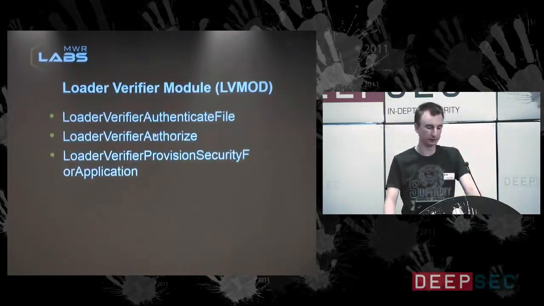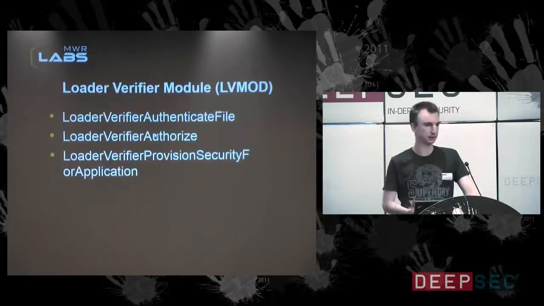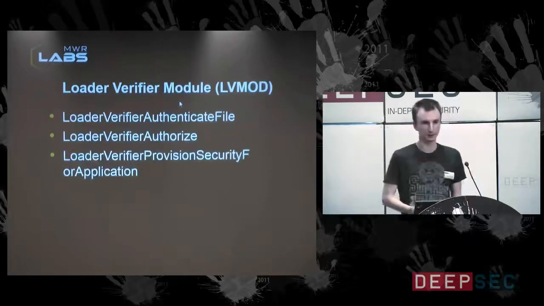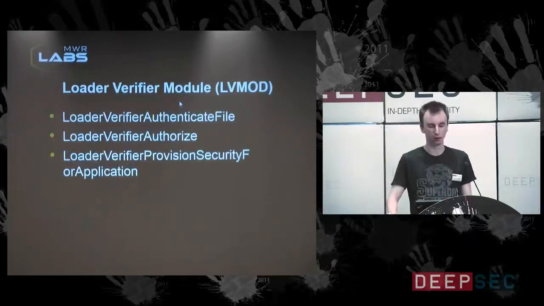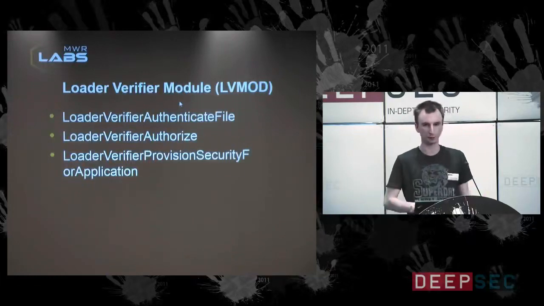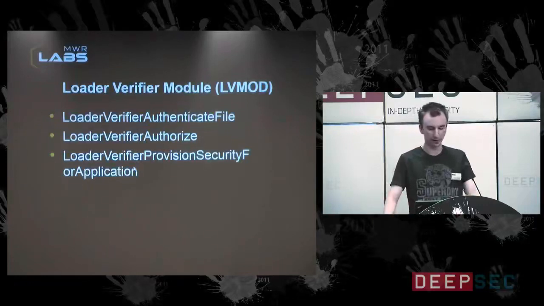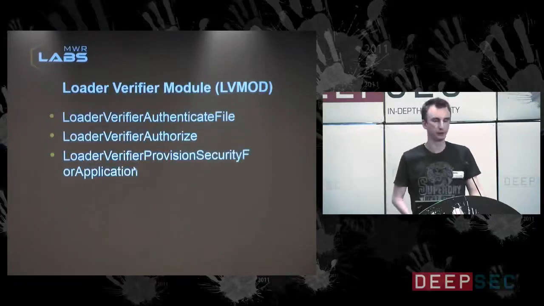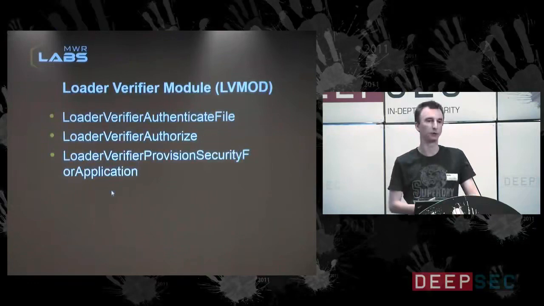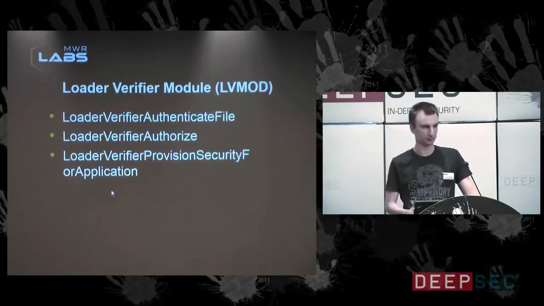There's three functions which are used. Loader verifier authenticate file basically just checks that code is signed with a valid code signing certificate. If code's signed with a valid code signing certificate, then an authorization check is performed to ensure that the code is authorized to load from the caller chamber to the requested target chamber. And finally, you have the loader verifier provision security for application. This is called when a new application is installed to the phone.